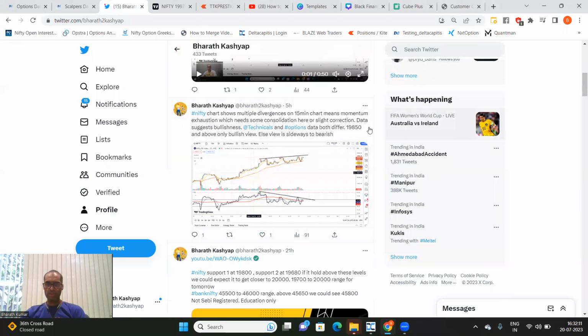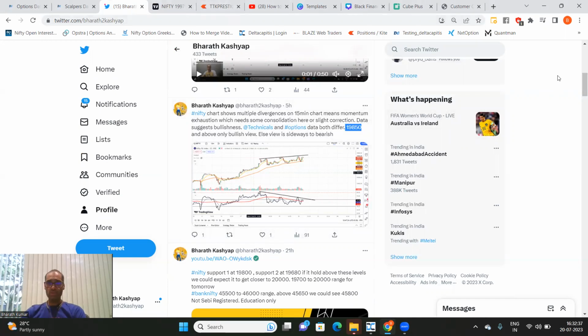And I had kept 19,850 and above only as a bullish view. So 19,850 broke. Why 850? Because yesterday's high. I wanted the market to break yesterday's high of 850 and it broke. And then the view was bullish. If 850 was not broken, I would have probably played a sideways to bearish view. But 850 broke. Then I had to change my entire positions to bullish. Kept selling puts.